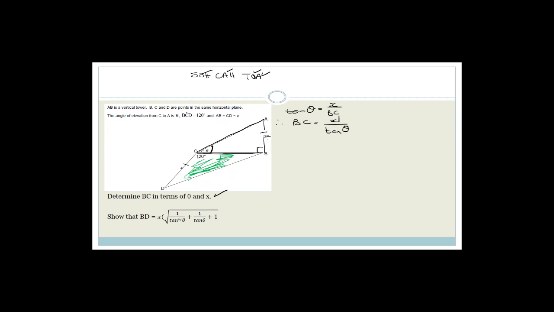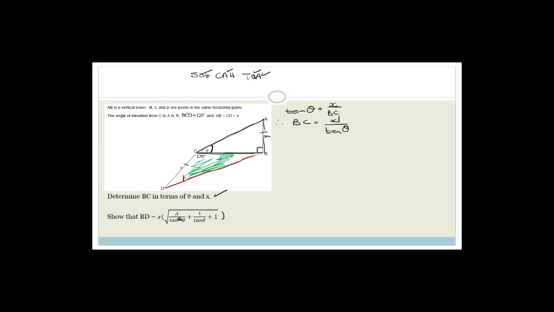And I've just realized I made a typo. I'm pretty sure it's supposed to be a squared. Okay, right. Now it says, show that BD is equal to the square root of 1 plus tan squared theta, 1 over tan squared theta plus 1 over tan theta plus 1.